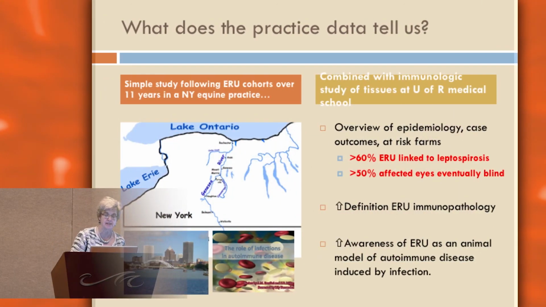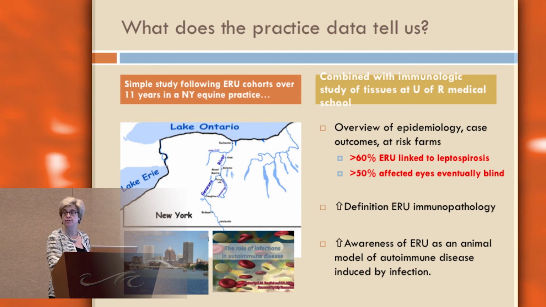And what does this practice data tell us? Well, it was a simple study following ERU cohorts over 11 years. There's messy data, but I think we really learned a lot from it. And I had the great experience of working with our local medical school, which has a very fine ophthalmology department, and was able to sort out some of the immunology of this. And so through that, we were able to increase the definition back 20 years ago of what the ERU immunopathology was. And we told the world our story, and it increased the awareness of ERU as an animal model of autoimmune disease induced by infection, which is a hot, hot topic.